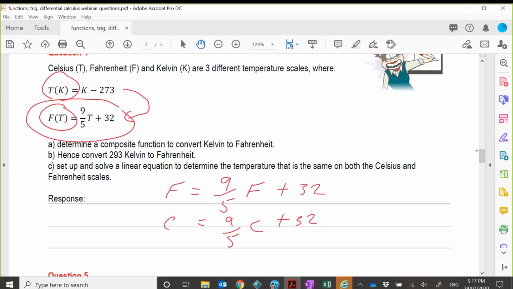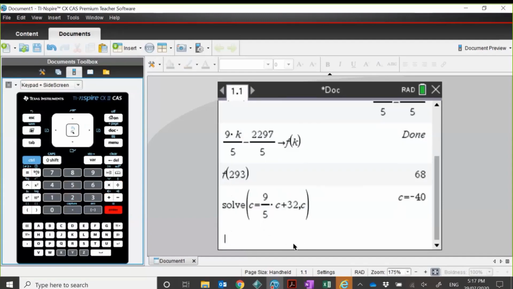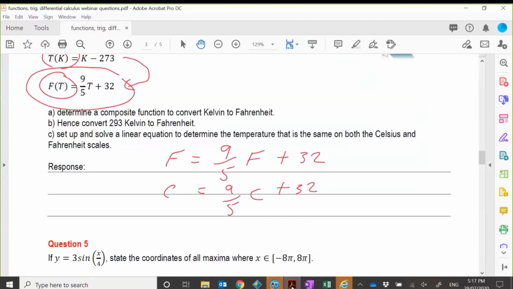Once again, you can use the solve command on your calculator. So we're going to solve, and it was C equals 9/5 multiplied by C, add 32, and we're solving for C. We get negative 40. So that's negative 40 Celsius. It's the same as negative 40 Fahrenheit. And so the temperature that is the same is negative 40 degrees Celsius or negative 40 degrees Fahrenheit. That is the same on both scales.